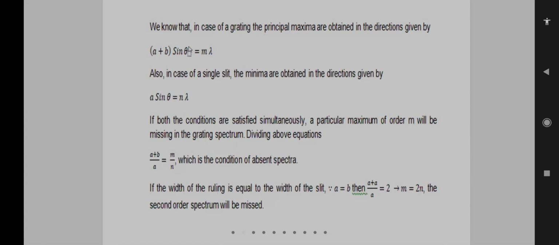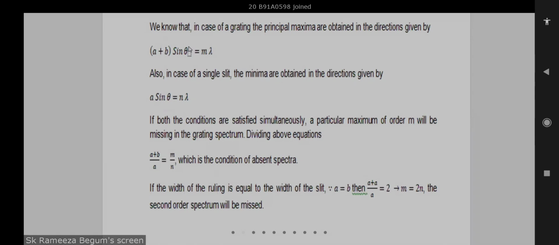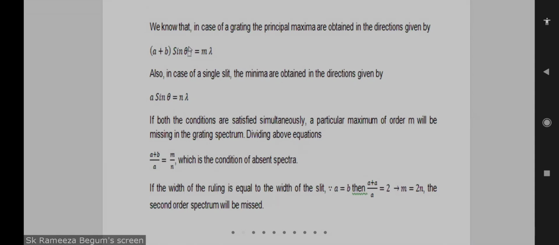So we know that in case of a grating, the principal maxima are obtained in the directions given by a plus b sine theta is equal to m lambda. So this is the required equation for getting principal maxima: a plus b sine theta is equal to m lambda.